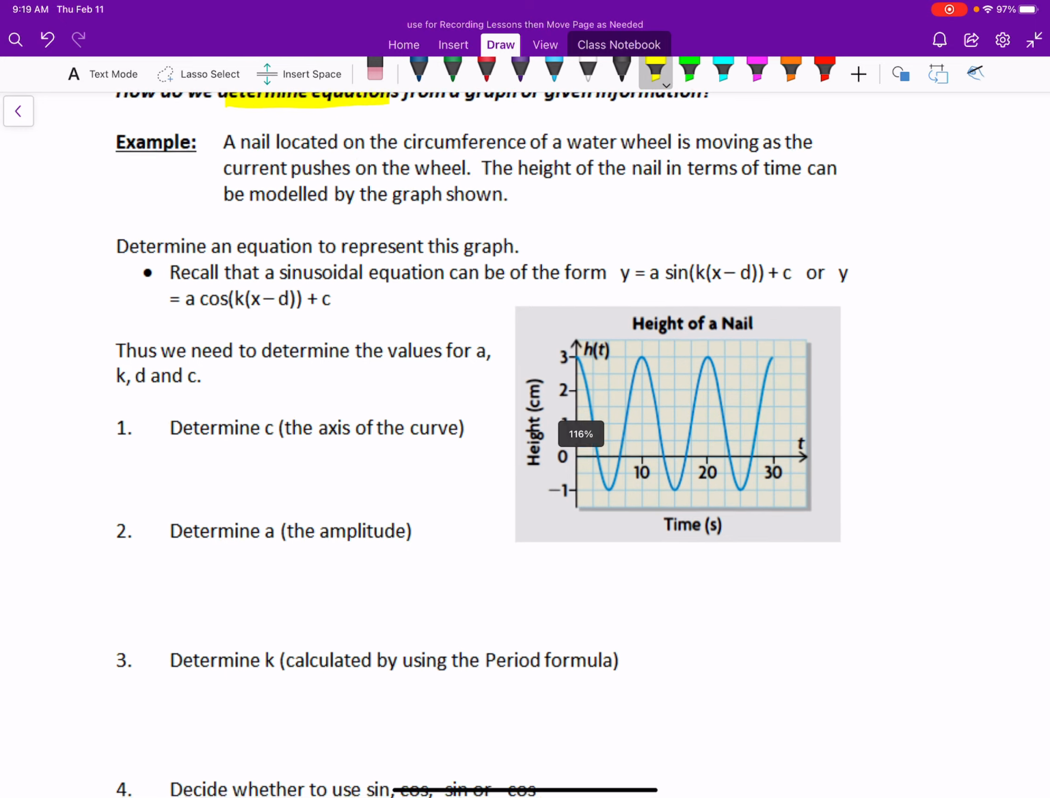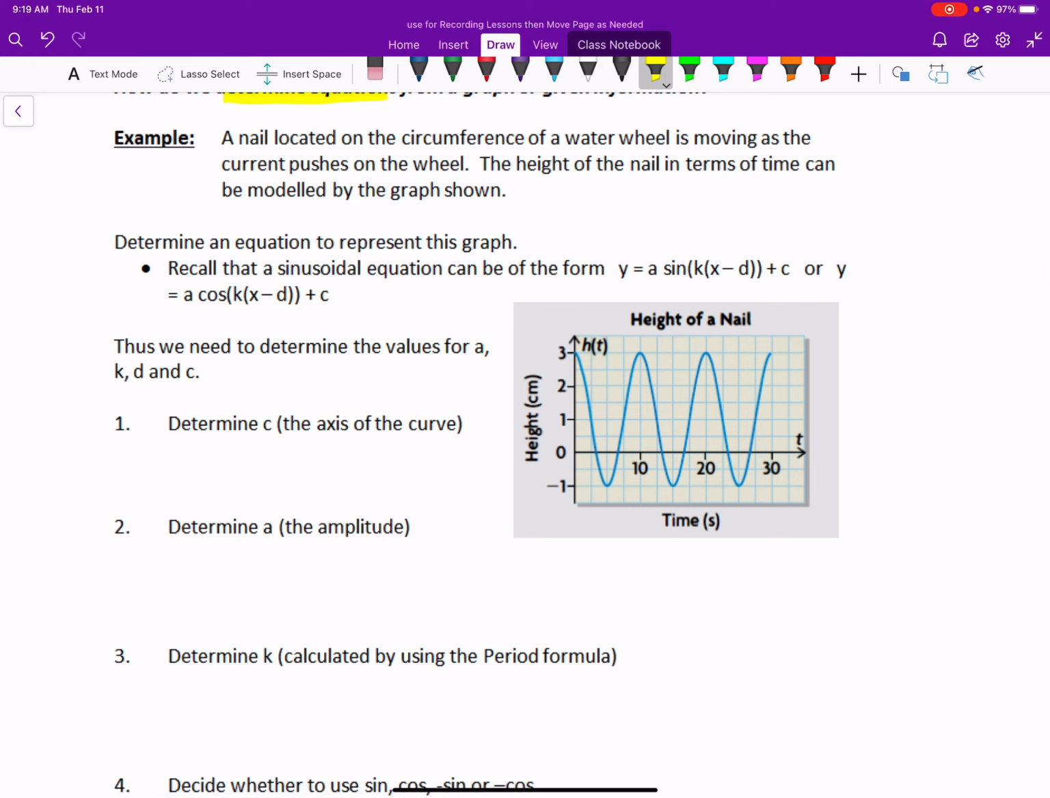So here's an example. A nail located on the circumference of a water wheel is moving as the current pushes the wheel. So picture some sort of old-time mill on a river with a giant water wheel being pushed by a current. But it's got a nail on it. So we're watching the nail, and so it goes up, it gets to the top, it starts to come down, it goes underwater for a while. That's what they're talking about.